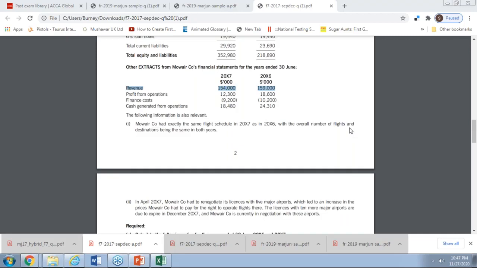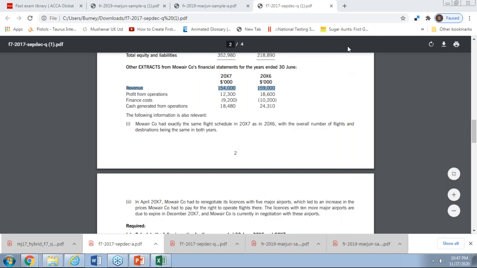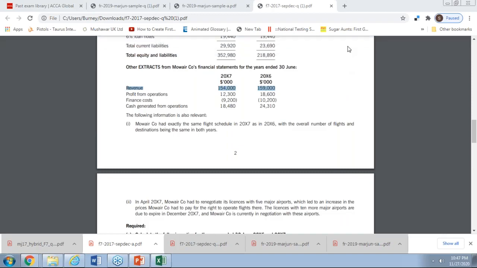the low prices, very good, and also the low number of passengers, fewer passengers, very good. This is called commercial awareness. This is what the examiner wants from you guys.